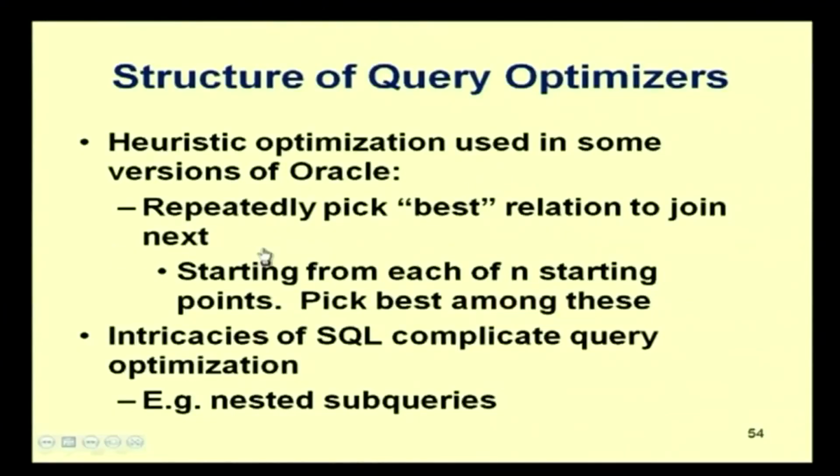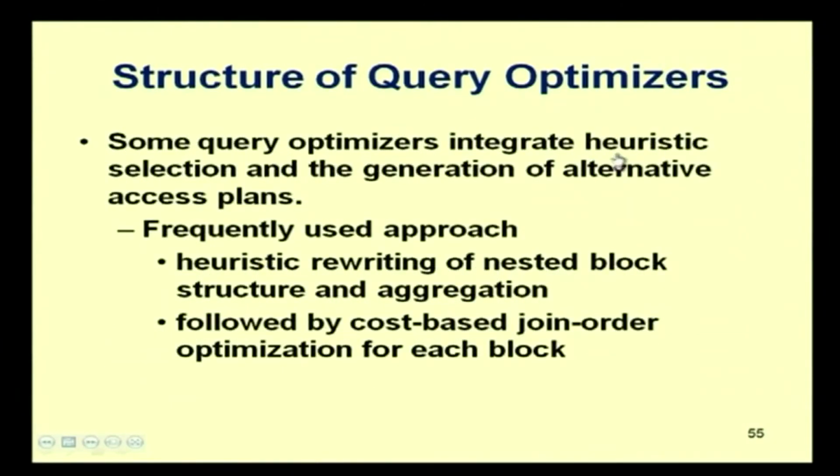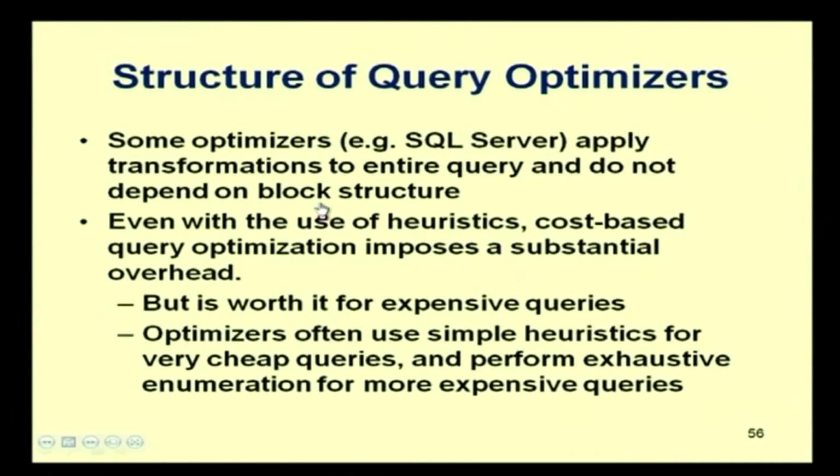Heuristic optimization used in some versions is to pick the best relation to join next, and so on. Some query optimizers integrate heuristics with alternative access plans, and some optimizers apply transformation to the entire query and do not depend on the block structure. So, even with the use of heuristics, query optimization will impose a cost. So, it will make sense to use query optimization only when the query itself is very expensive.